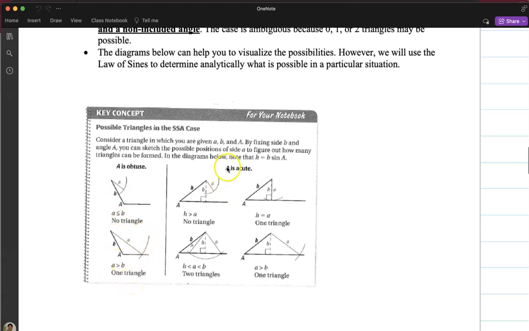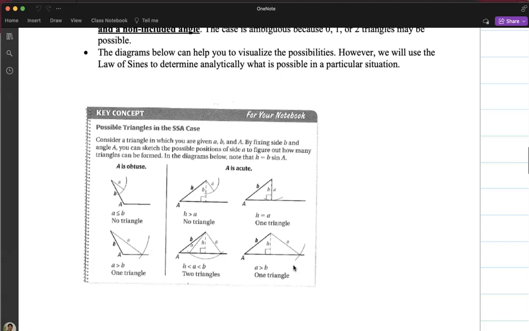When A is acute, you consider the height. If a is less than h, that is h is greater than a, no triangle. If h is equal to a, one triangle. If a is between h and b, two triangles. And again, when a is greater than b, one triangle.